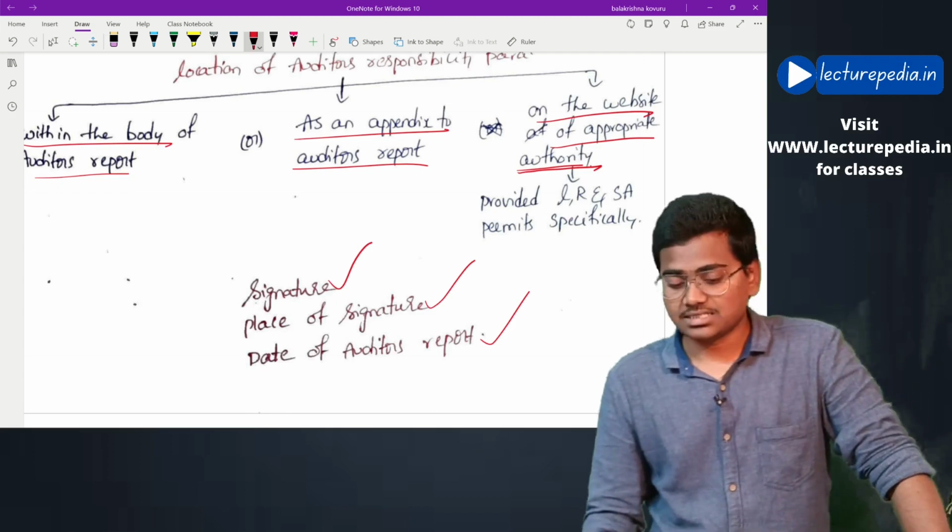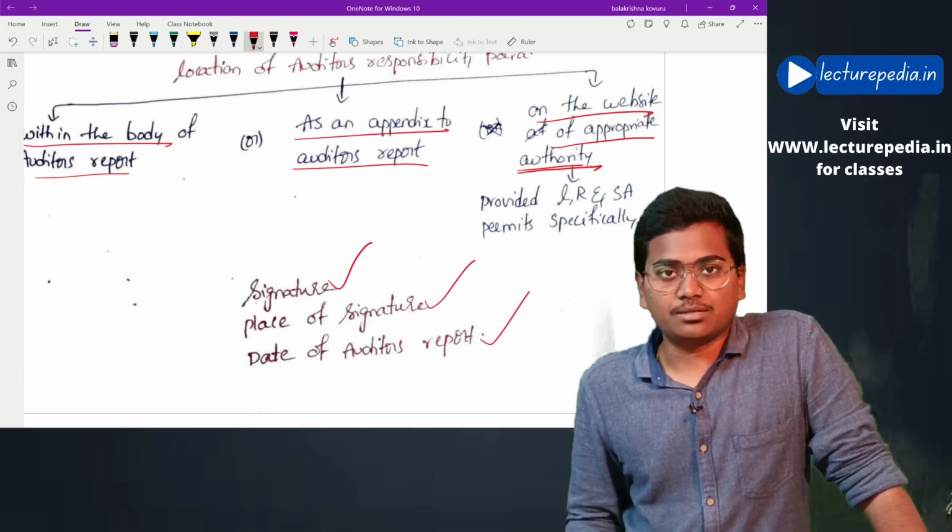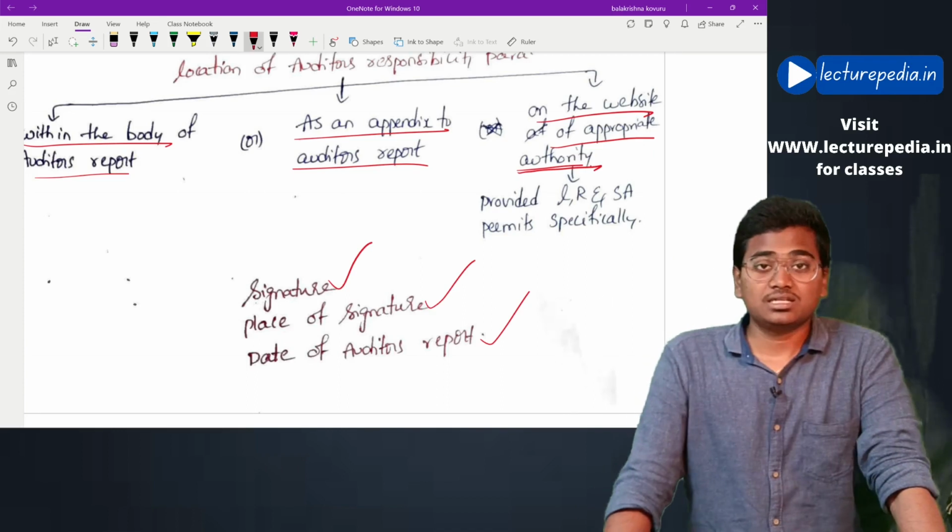Okay, by this revision of SA 700 has been completed. In the next class we'll be meeting with SA 701.